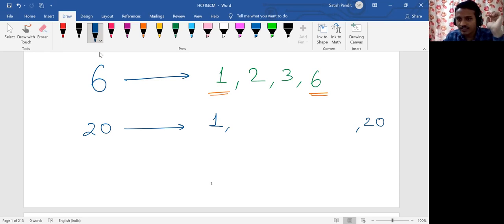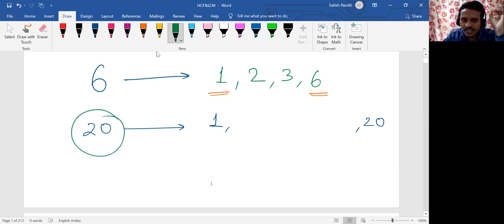Now let us find the other factors. What is a factor? I told you factors are those numbers which can divide a given number. This is the given number to us, right? So factors are those numbers which can divide a given number completely, so that there will be no remainder at all. The remainder will be 0.